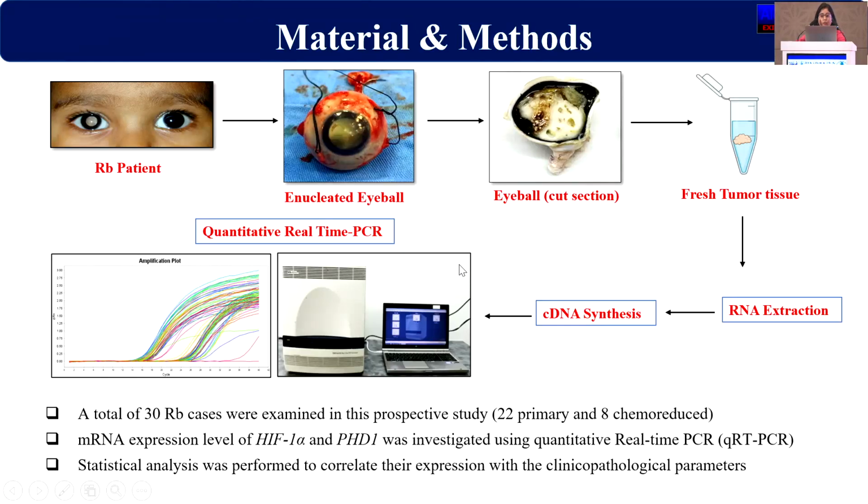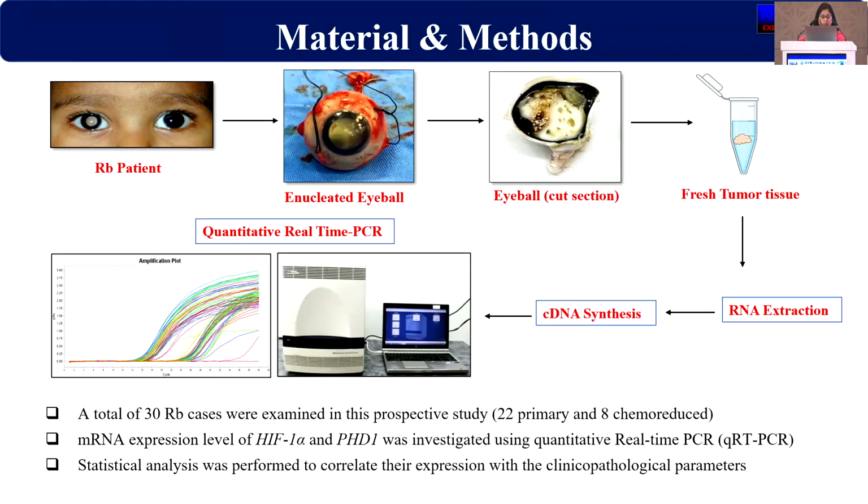This is the flow chart for this work, which includes 30 RB cases, in which 22 are primary, treated with primary enucleation, and 8 are chemo-reduced cases. mRNA expression level of HIF1 alpha and PHD1 was investigated using quantitative real-time PCR, and statistical analysis was performed to correlate the expression with clinicopathological parameters.